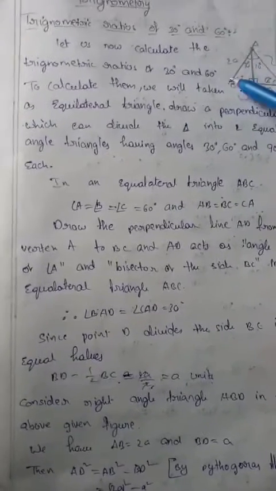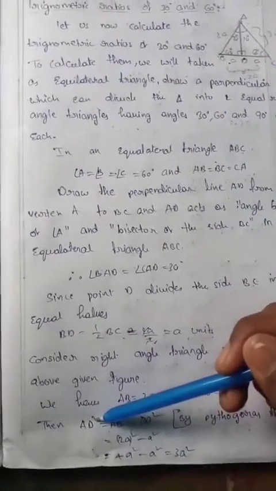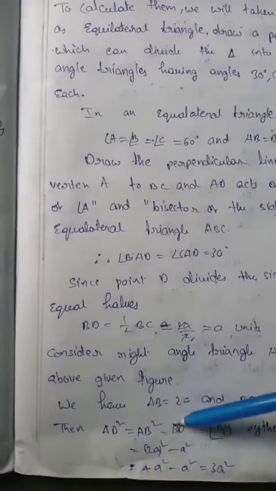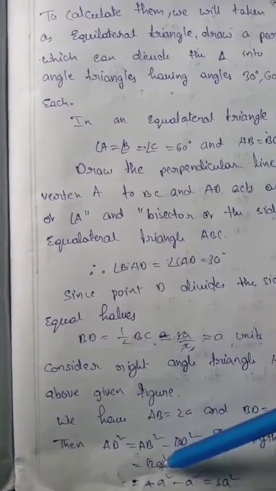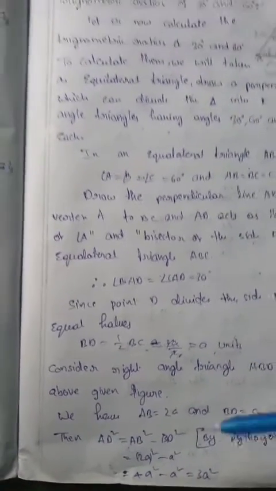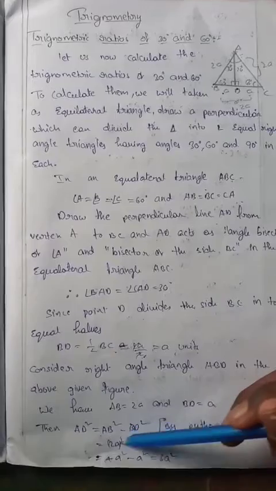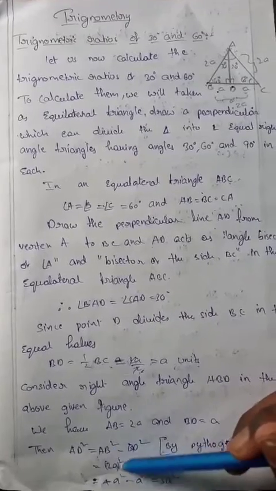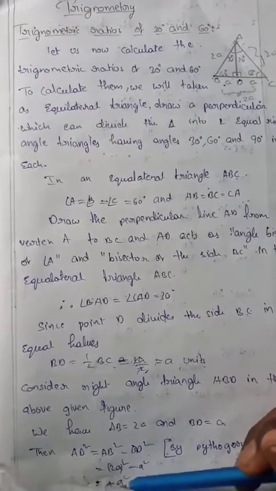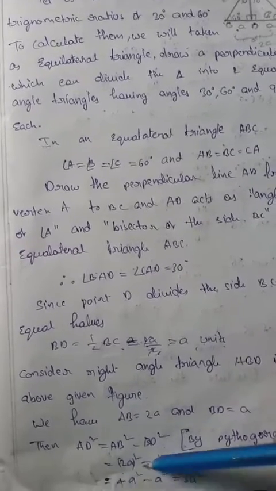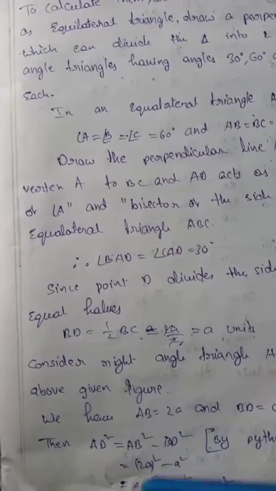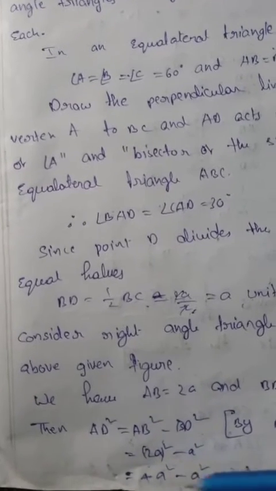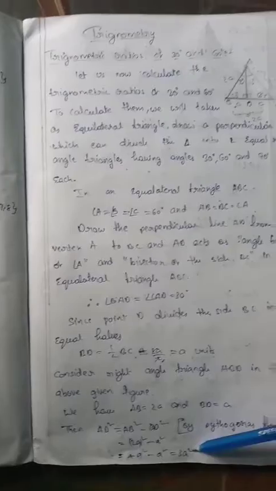Hypotenuse square equals side square plus side square. AD square equals AB square minus BD square, which is 2A whole square minus A square, because A is the value of BD. Then (2A) square is 4A square, and A square is written the same with a minus. We have 4A square and we have to remove A square from it, which means 3A square came.